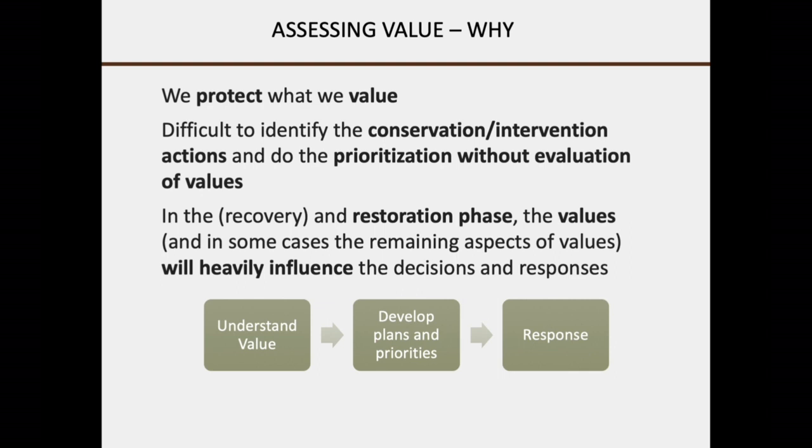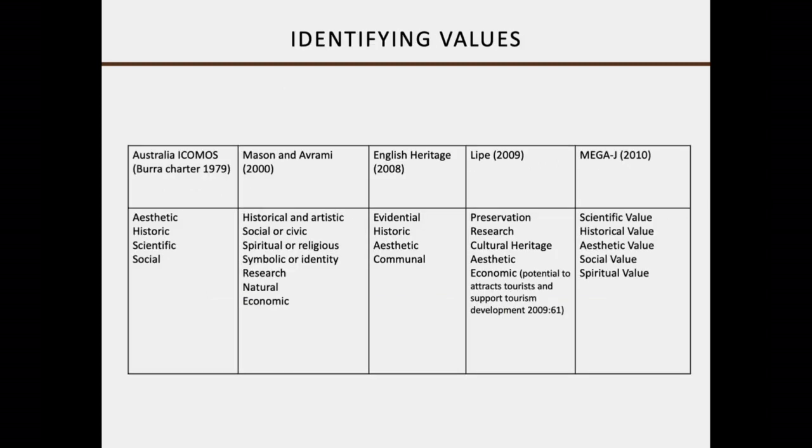So we need to understand values and significance. Understanding cultural significance comes first, and then we can develop conservation plans and priorities, and based on those we can put management of the place in accordance with the policy in place and come up with responses. So how do we do that?